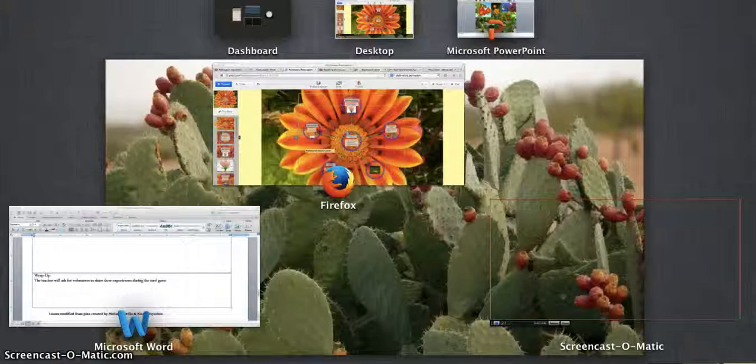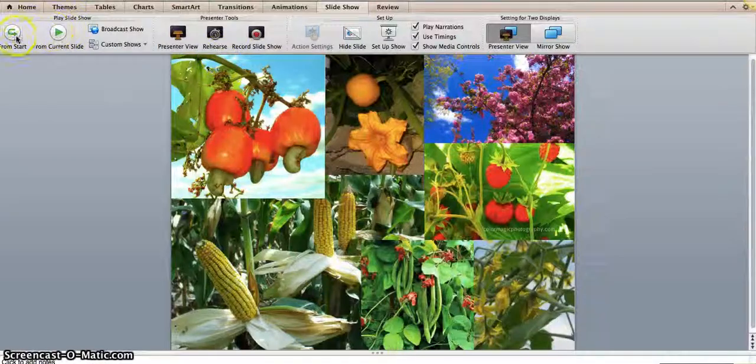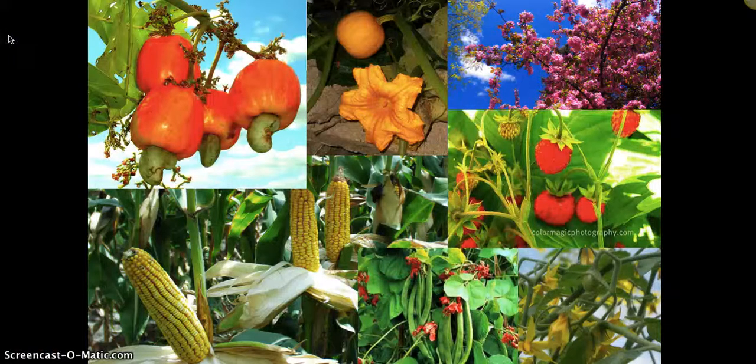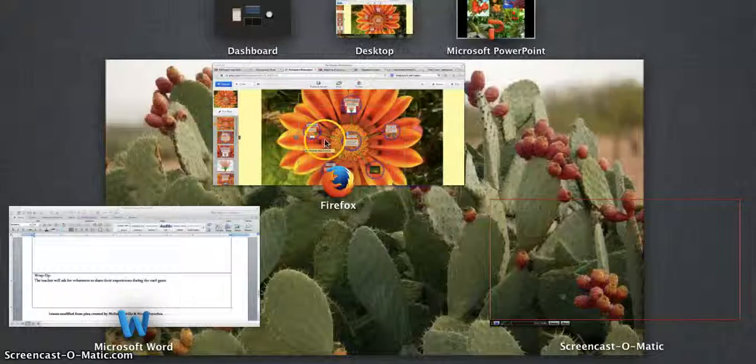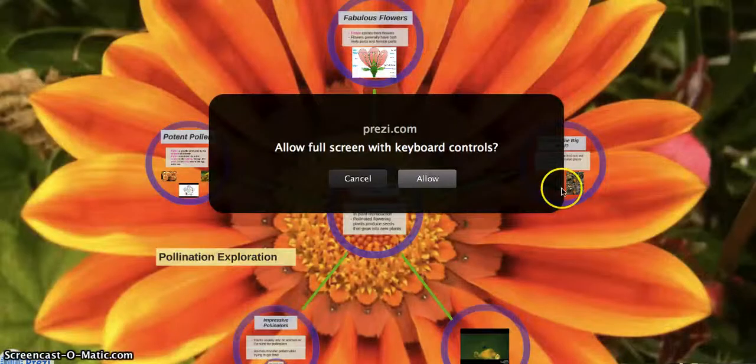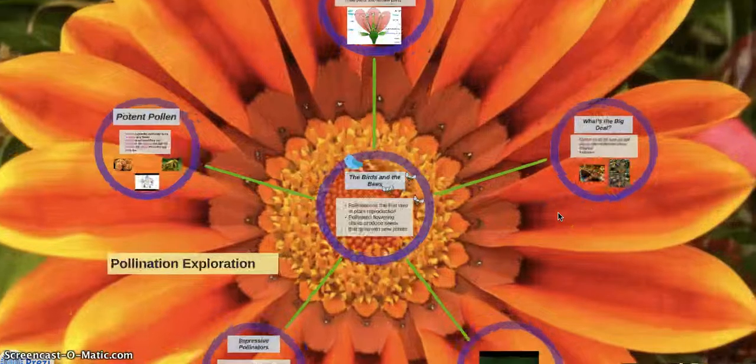Hello friends! Have you ever wondered how plants reproduce or where foods like fruits and vegetables come from? Well, let's go on a pollination exploration and find out. So what is pollination anyway?